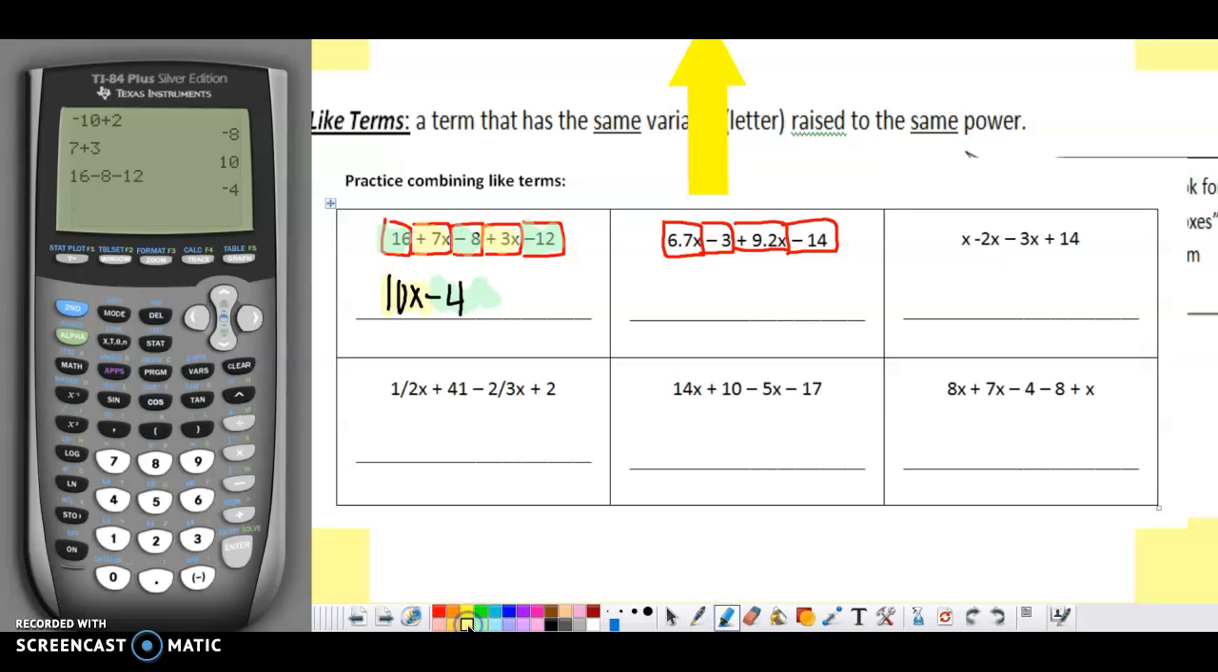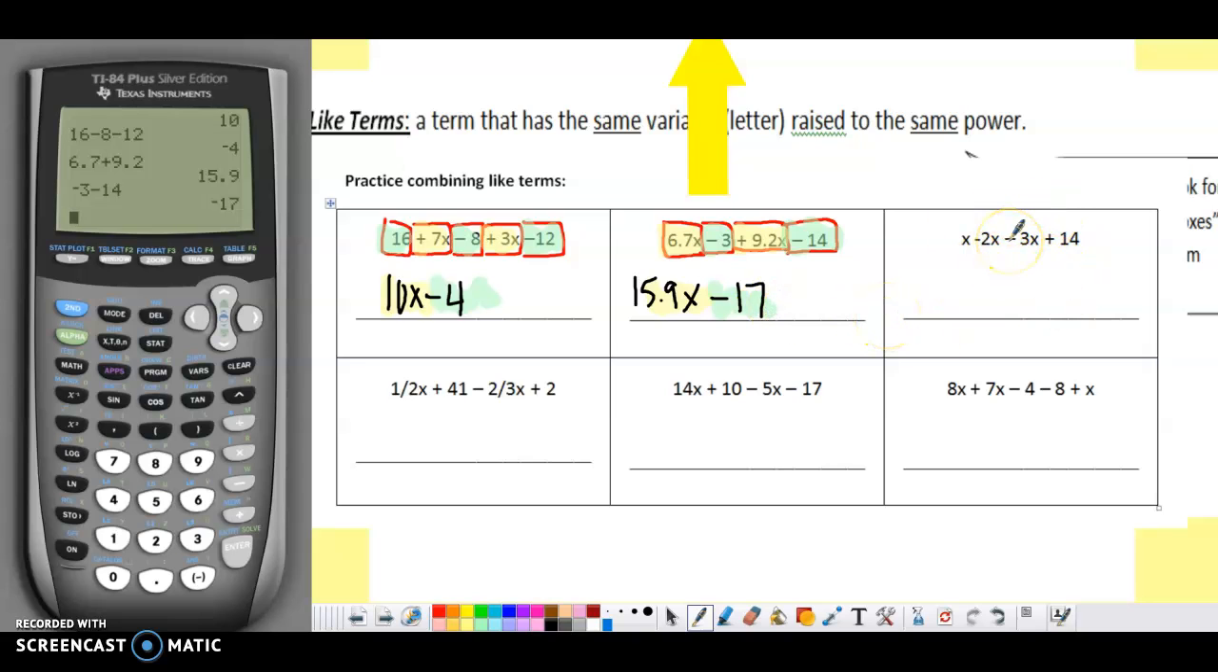Looking for what I can combine. I notice I have x terms, and you notice that you have regular numbers. Starting with my x's, we have 6.7 adding on 9.2, and I get 15.9. Be careful, make sure that x comes along with it. The back half has two green terms that are regular numbers. So -3 minus 14 gives you -17.